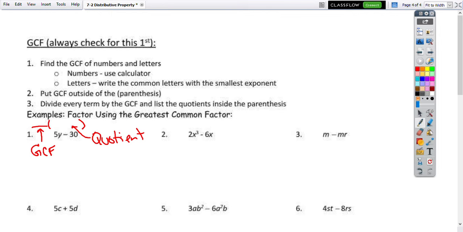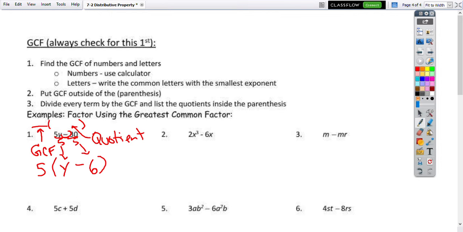So the GCF between the 5y and the 30 is 5, okay? And if I divide 5 into both of these, what's left over goes right inside the parentheses here. So 5 goes into 5y. When I divide, I'm left with a y. 5 goes into 30, right? And there's a 6 left over when I divide. And the minus sign that's originally here is going to stay.